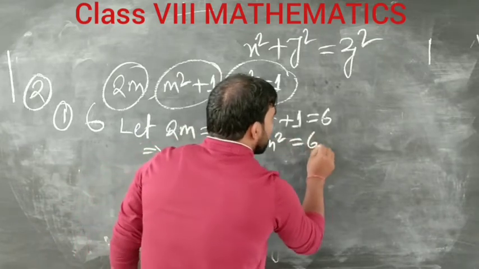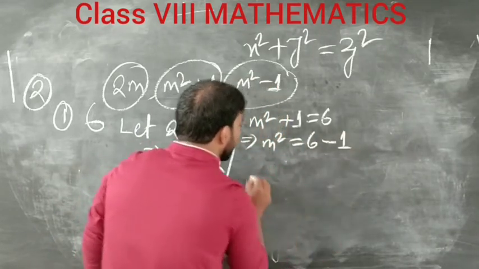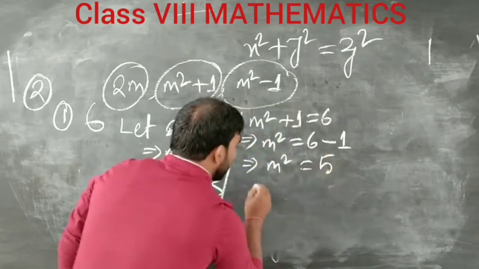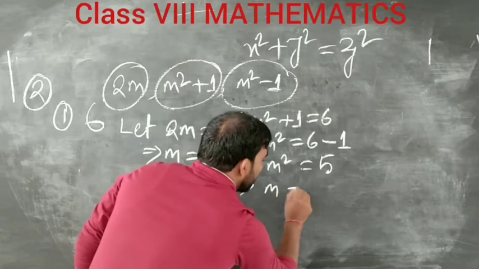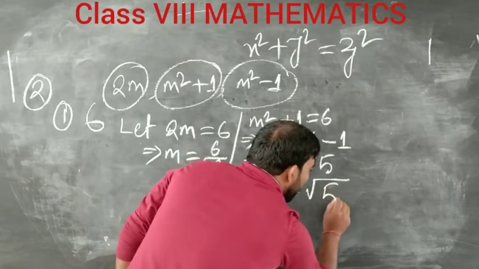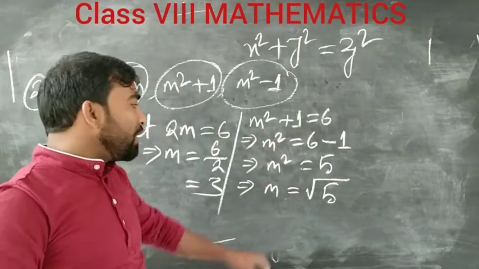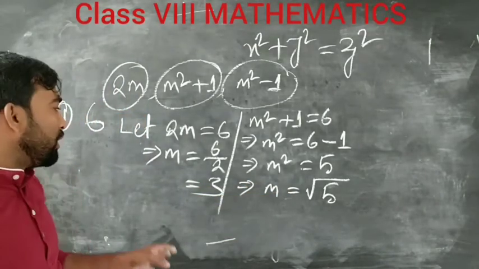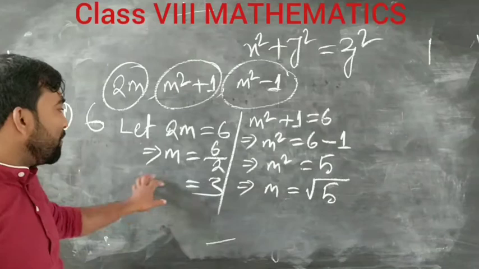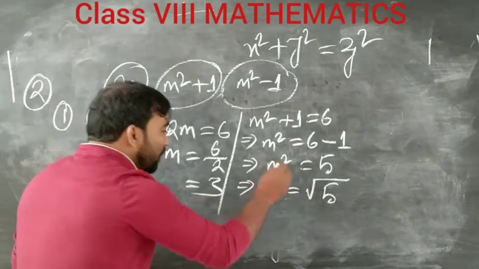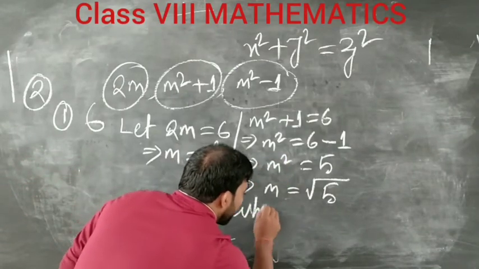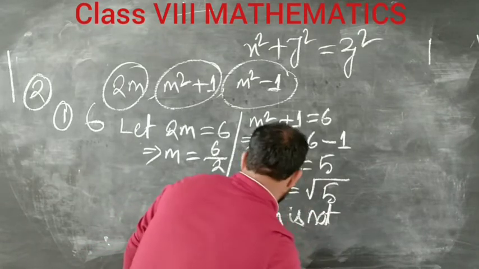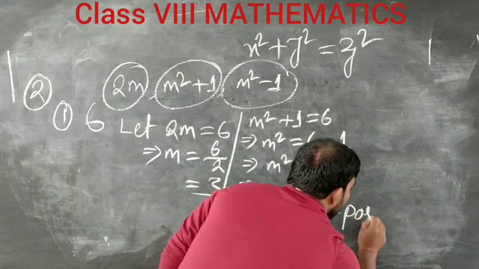M square equals 6 minus 1, so m square equals 5. Then m equals root 5, which is not possible. Here we cannot get it, the value of m should not be a root number, it should be a whole number, like m equals 3 we are getting here. So this is not possible.